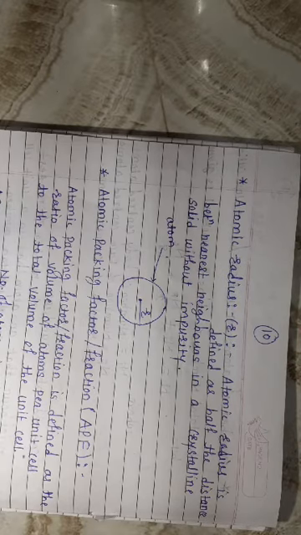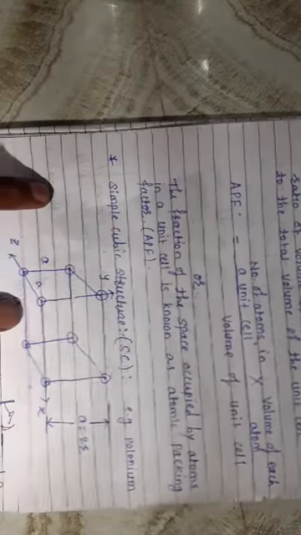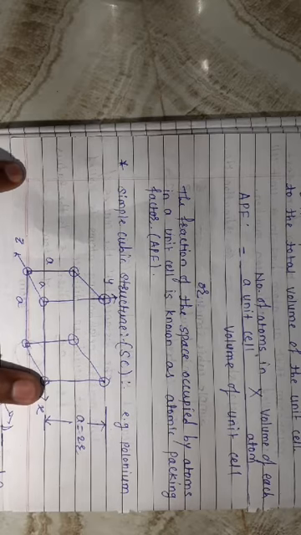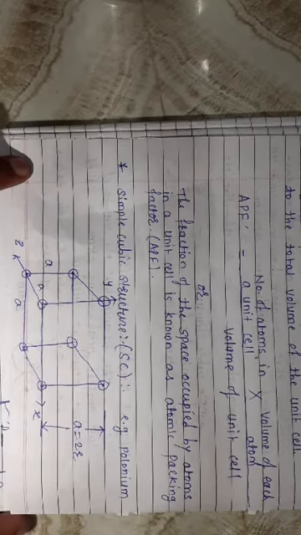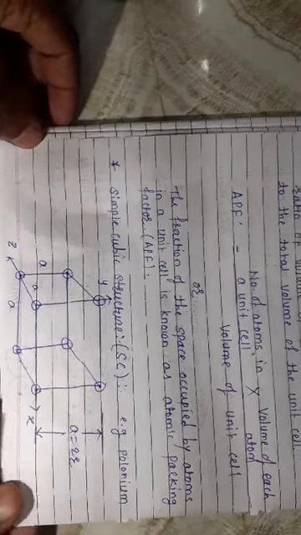The packing fractions for some cubic systems can be obtained in the next step. See, for simple cubic structures, the distance between two atoms is equal to 2r. An example of a simple cubic structure is polonium.